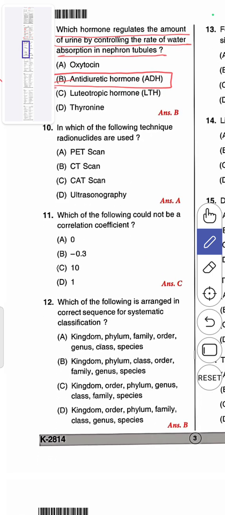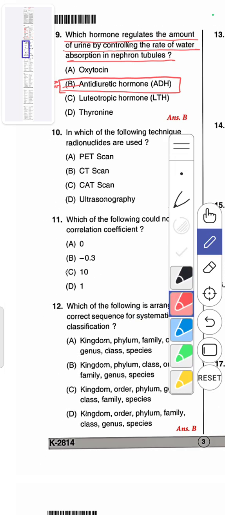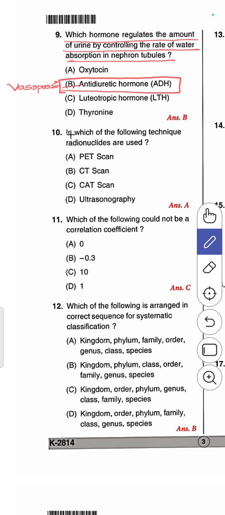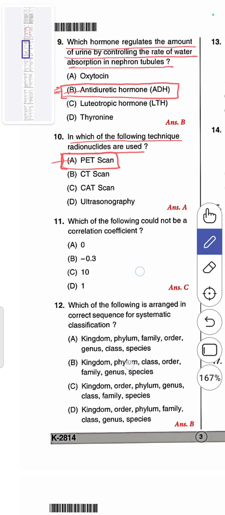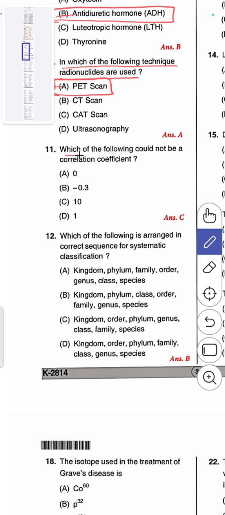Then 10th one: in which of the following techniques are radionuclides used? Radionuclides are used in PET scan. In this scan, we use the radionuclides. So A is the right answer for the 10th question. Then read out the 11th question. Which of the following could not be a correlation coefficient? So that is C, the right answer.